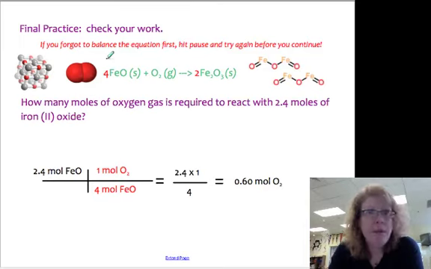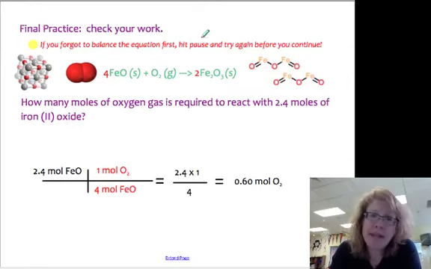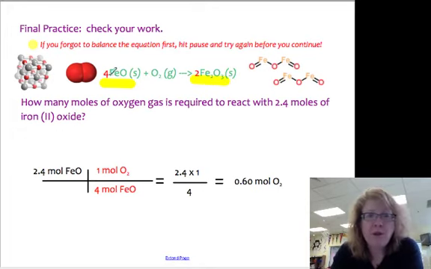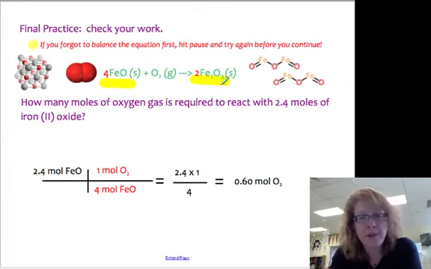Welcome back. Number 1, check out the sentence up in red here. If you forgot to balance the equation, you better hit pause again. You need to go back and balance that reaction before you look at anything that's down below here. Otherwise, you're cheating. No, no, no. So balance your equation. You got it. Right here, when we balance it out, we've got 4 moles of FeO, iron 2 oxide, are going to react and produce 2 moles of iron 3 oxide, Fe2O3.